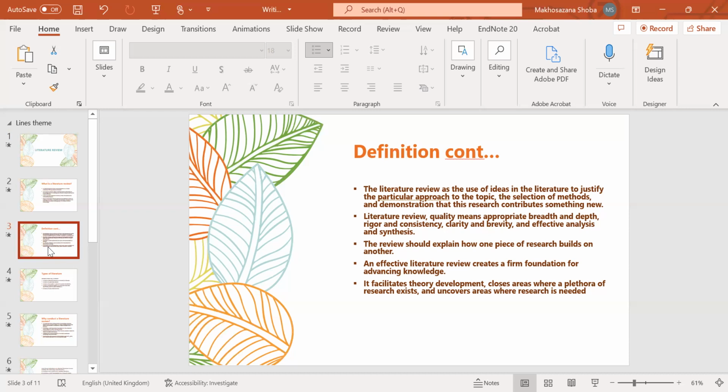Remember, you are not repeating what is already out there. When you write a literature review, you are reading in order to identify a gap, to say, this is what my study is contributing. So, therefore, a quality literature review would mean breadth and depth, rigor, consistency, clarity, brevity, and effective analysis and synthesis, right?